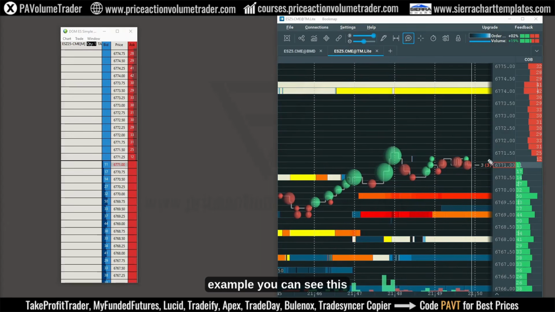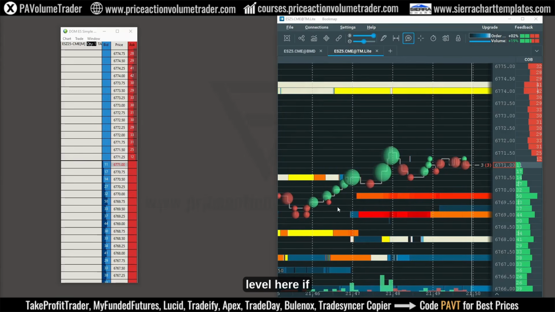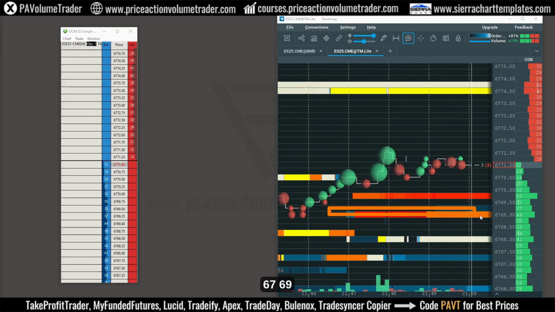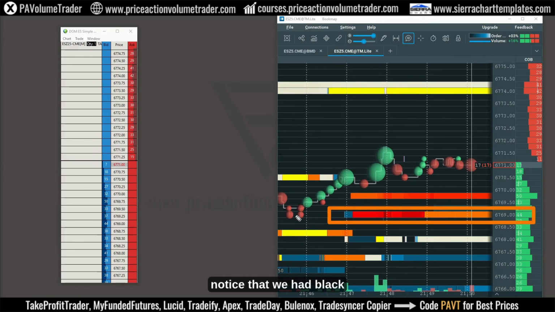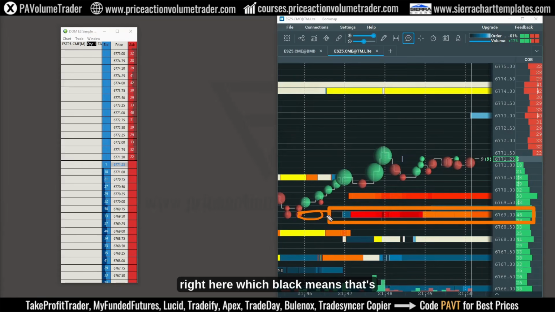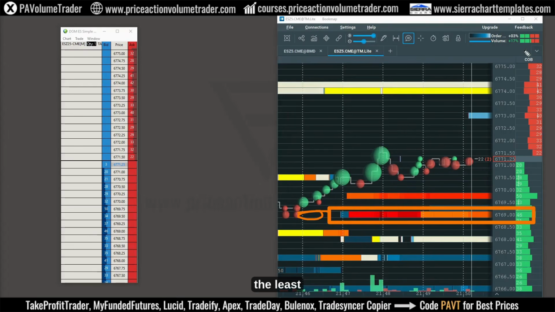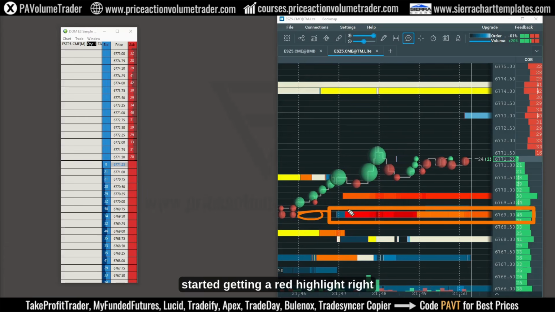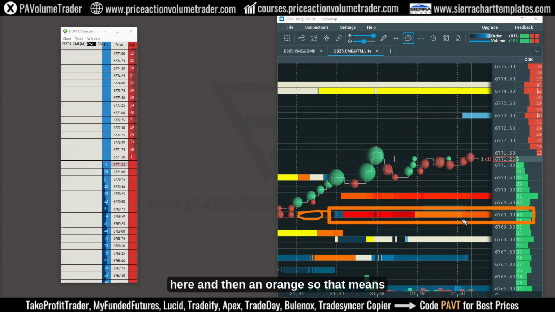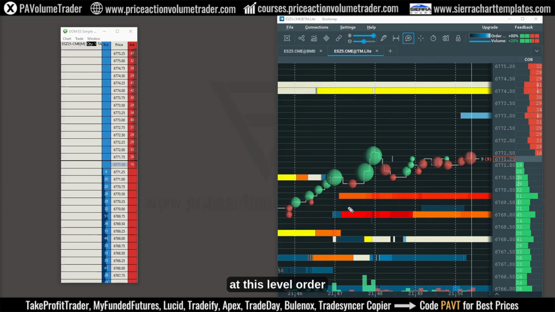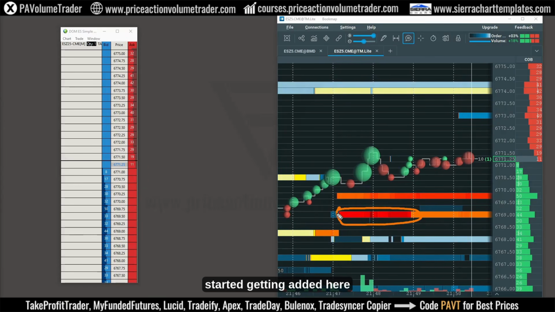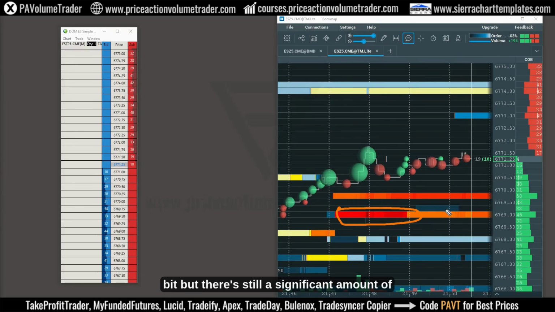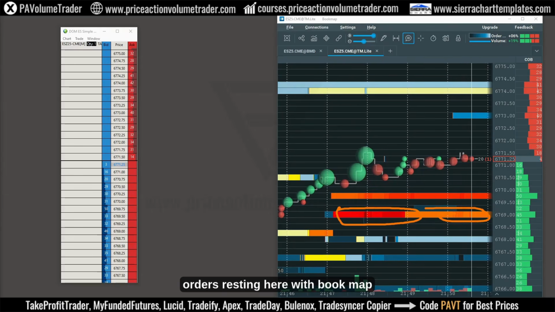But for example, you can see this level here. If we look at 67.69, you'll notice that we had black right here, which black means that's the least amount of liquidity. But then we started getting a red highlight right here and then an orange. So that means at this level, orders started getting added here, and then they started pulling a little bit, but there's still a significant amount of orders resting here.